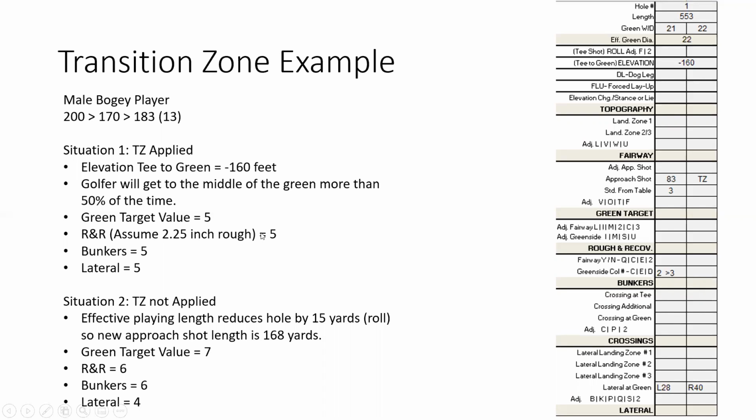And then for R&R, we're going to assume 2.25 inch rough. So for R&R, we go to our column, and then we look at our green target value for bogey golfer, which is 5, and that gets us an R&R target of 5.